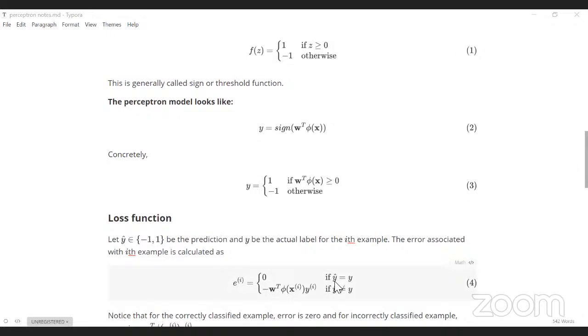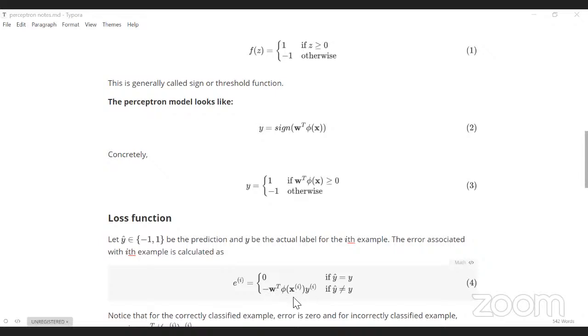If they are correctly predicted, meaning if y hat equals y, then the error corresponding to that example is 0. And if it is not correctly classified, meaning y hat is not equal to y, then the error associated with it is going to be the minus sign of W transpose phi of xi, that is the linear combination, multiplied by the actual label.